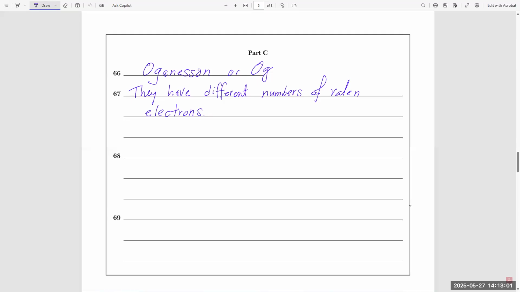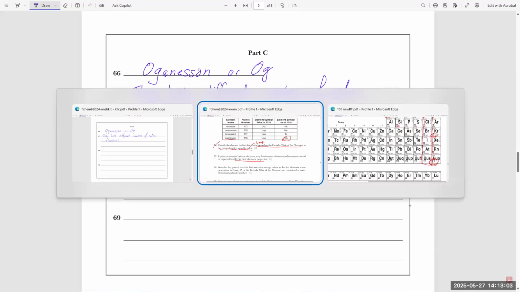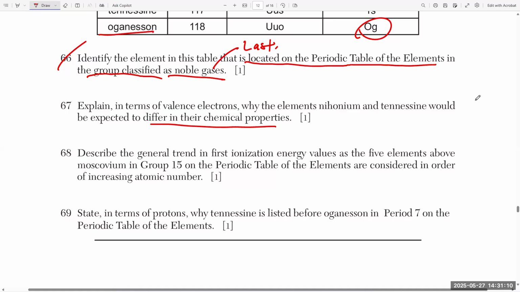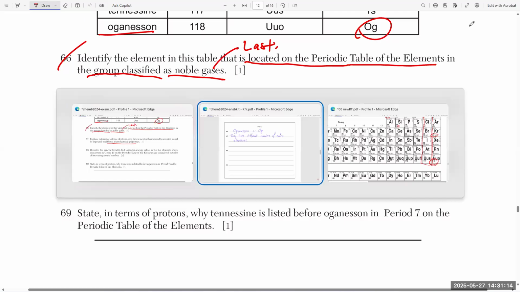Okay, I think that's the end of the period 8. So what I'm going to do is I'm going to pause right here and continue this at a later time. So stand by. Okay, folks, that was number 67, I believe.